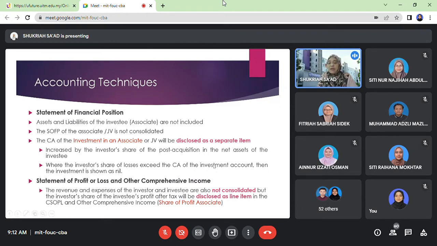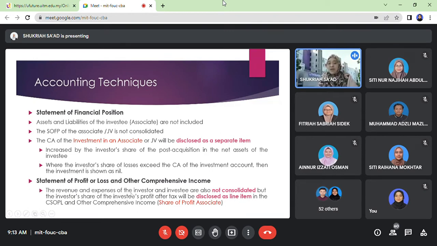The reason they say that when the share of losses exceeds the carrying amount is because we know that an investment cannot be in negative form. So the investment should always be positive. The amount should be positive. If you get investment in associate in negative form, then it should be shown as nil.